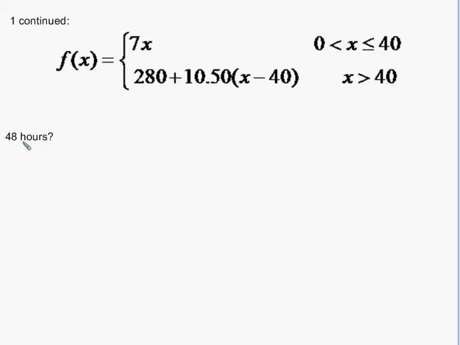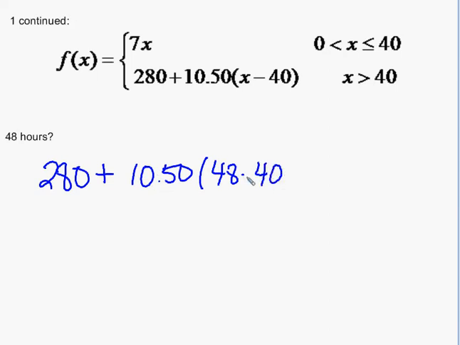So we're just going to take 48 and plug it into our x. So it's really going to be 280 plus 10.50 times 48 minus 40. So when you do the math on that, you should be making $364 as your final answer.